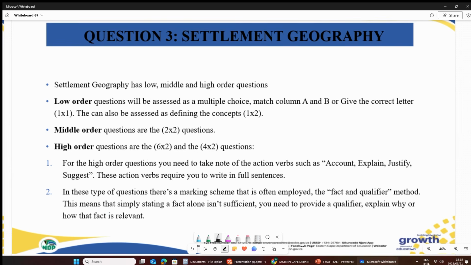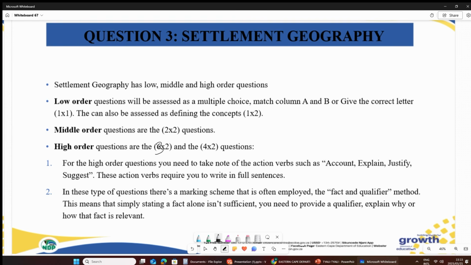And then we go to the middle order questions. They are your 2 times 2 questions. Now the high order questions are your 6 times 2 and the 4 times 2. However, there is a mistake here. It's not 6 times 2. Actually, it's 3 times 2.